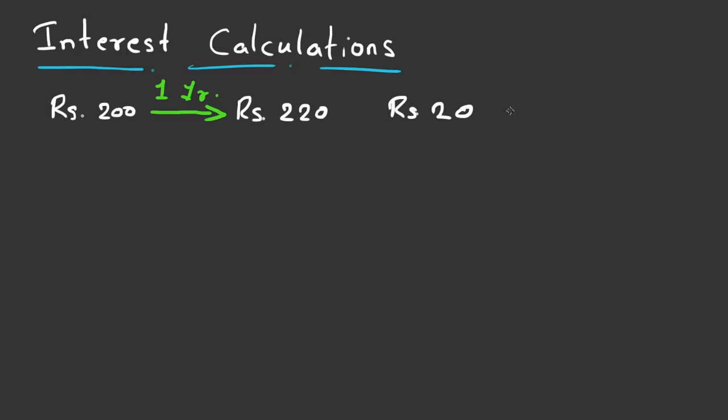So for keeping rupees 200 with me for 1 year, or utilizing the rupees 200 that I borrowed, I have to return 20 rupees extra to the money lender. This 20 rupees is called interest. So, interest is the extra money I paid than I borrowed. The amount I borrowed is called principal.